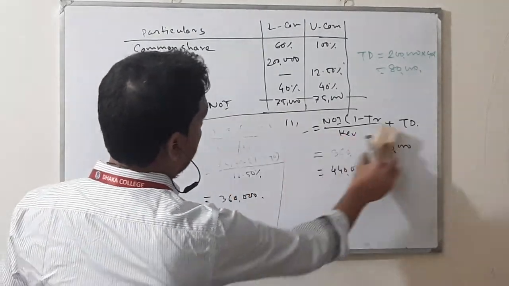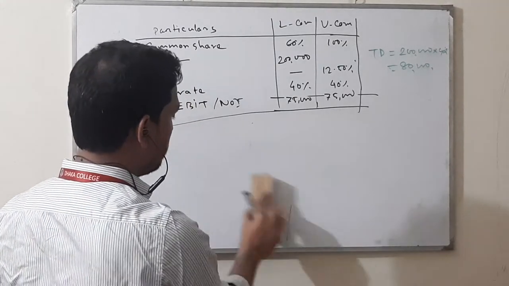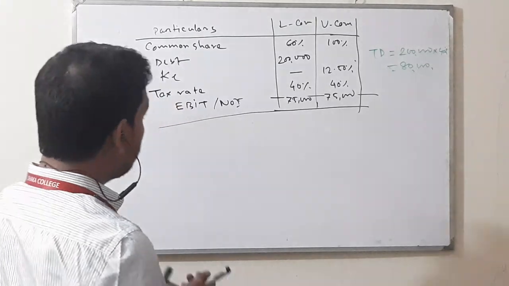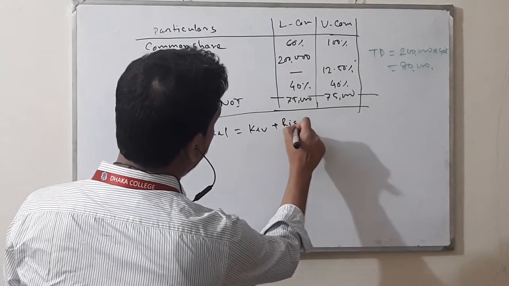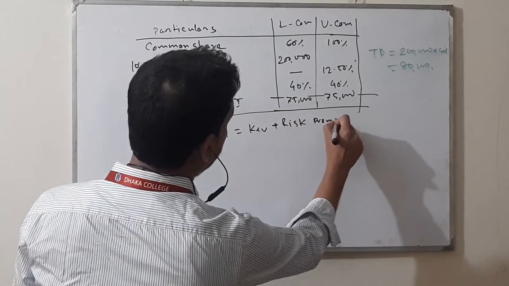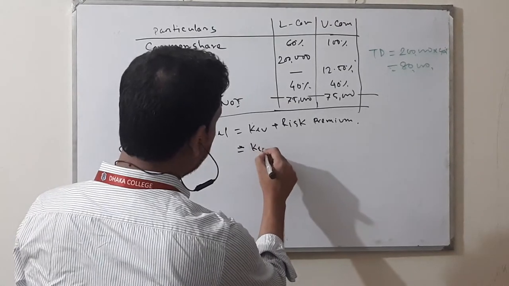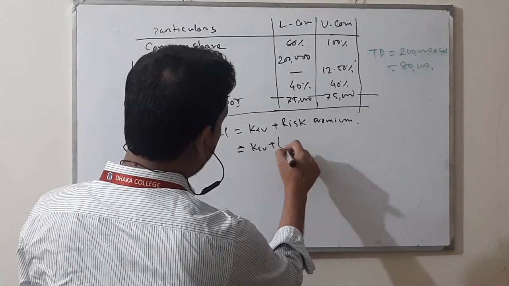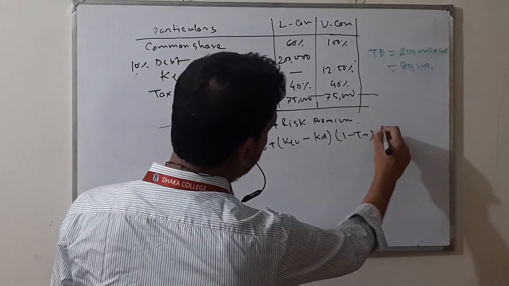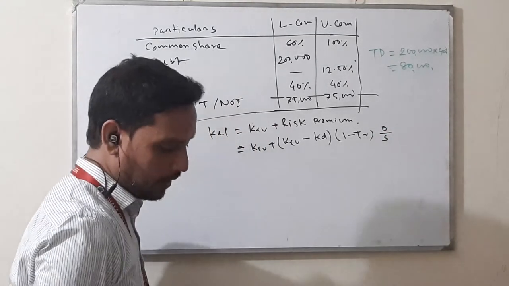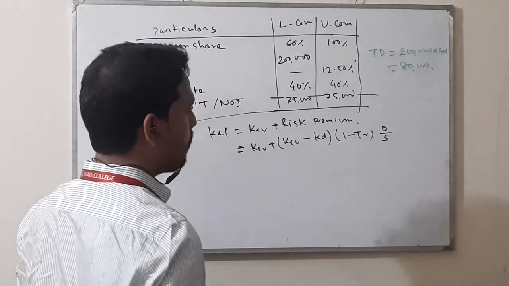So students, in proposition two, we should bring out the cost of equity levered, and the overall cost of capital of the levered firm. Cost of equity levered equals cost of equity unlevered plus risk premium. Already we know this risk premium. Another way to find the cost of equity is: cost of equity unlevered plus cost of equity unlevered minus cost of debt into 1 minus tax rate into D divided by S.